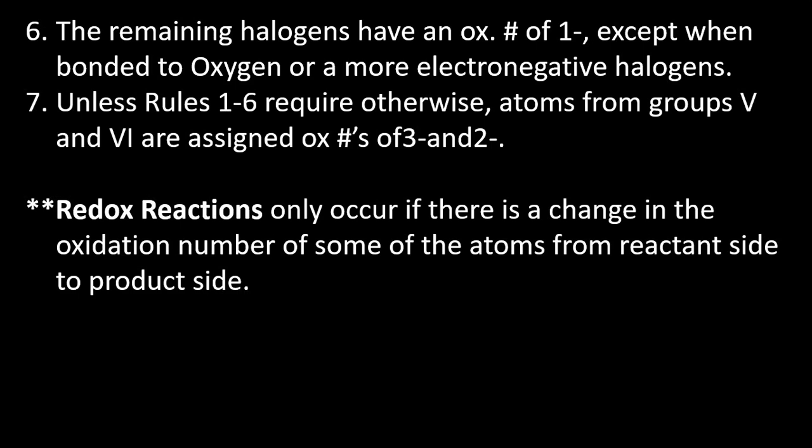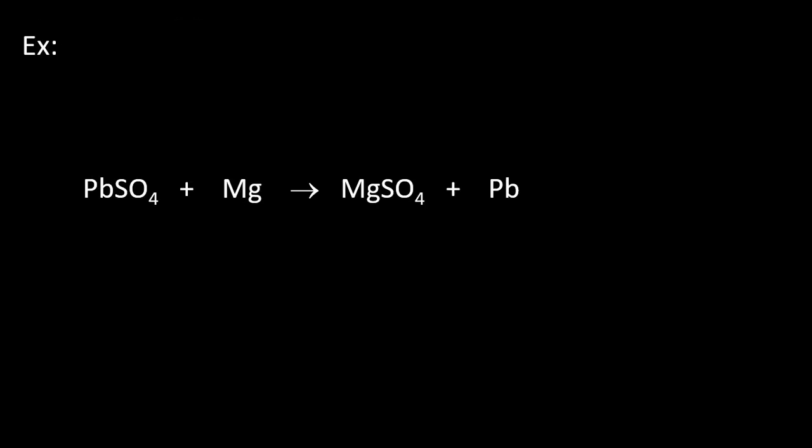Now, you can only have a redox reaction if there is a change in the oxidation number of some of the atoms from reactant side to product side. If there's no change in oxidation numbers from one side to the other, then there's no redox reaction. So let's do this as an example. The reaction of lead(II) sulfate with magnesium. That gives us magnesium sulfate and lead.